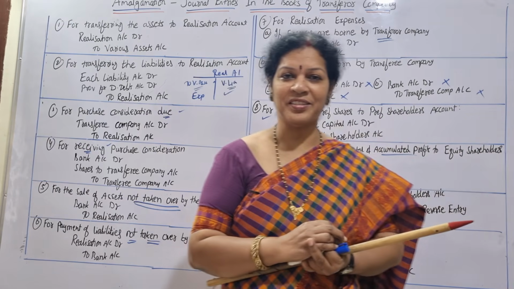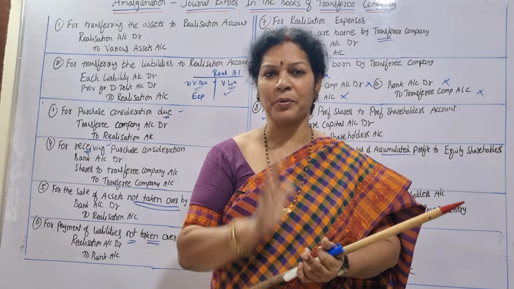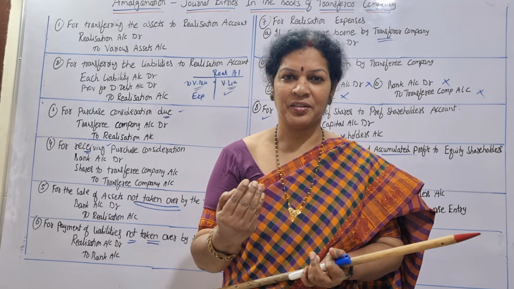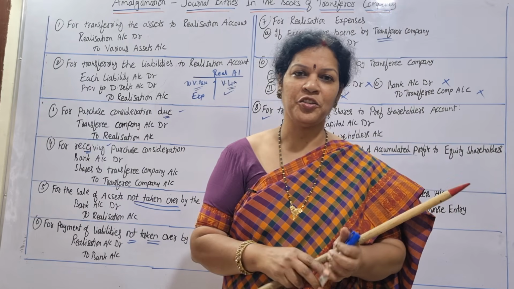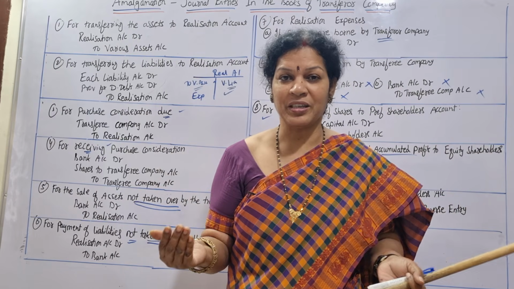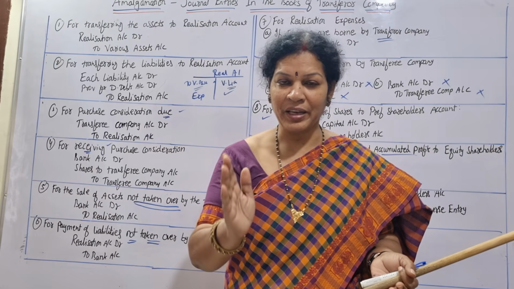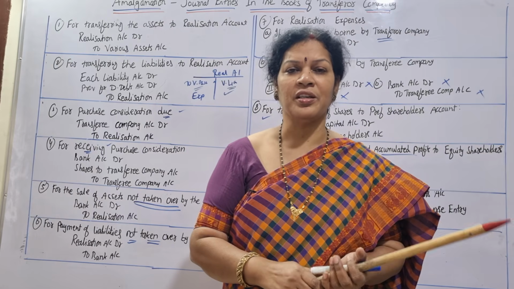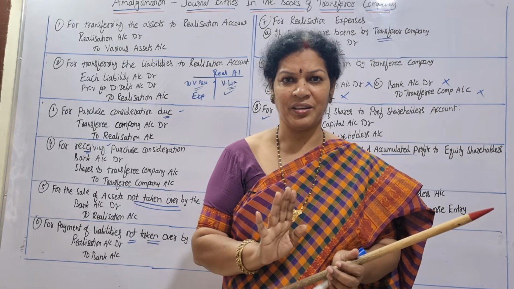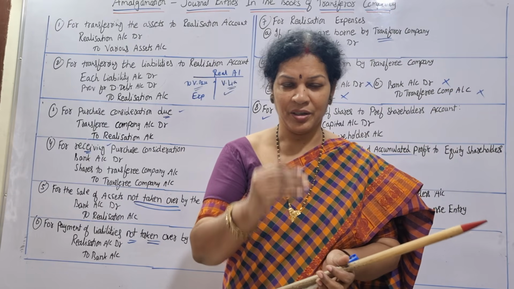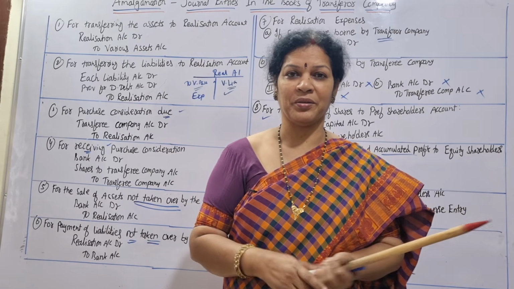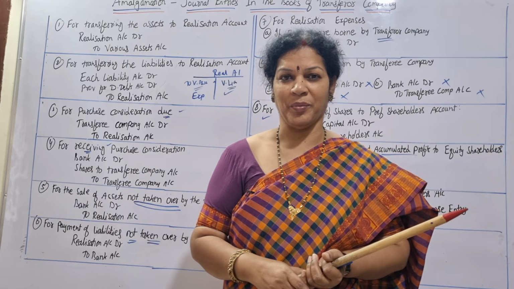If you understand this, we'll work out some problems so that you will not forget. Next class, if I teach you journal entries in the books of the transferee, you may get confused. So we'll give a gap, and after that we'll go for journal entries in the books of the transferee. Now learn the transferor. Clear? So write notes, learn them by heart and come back to the next class. We'll work out the problems.